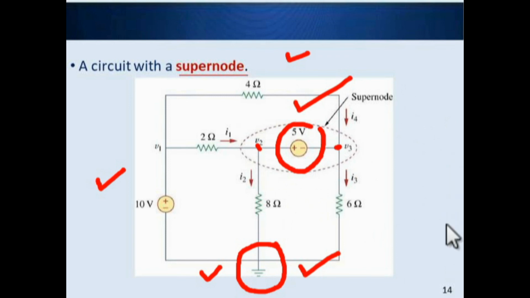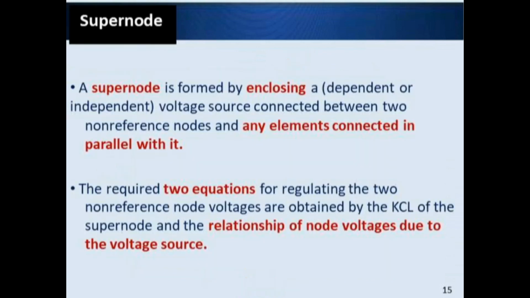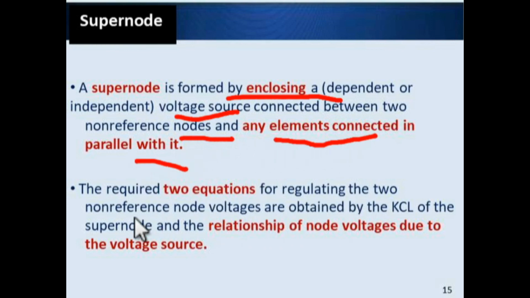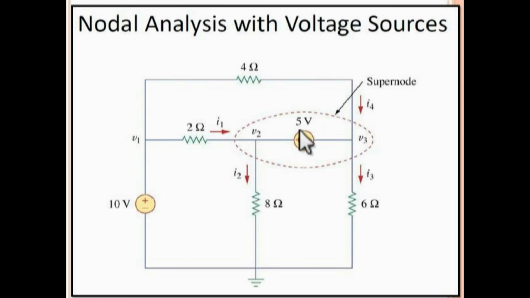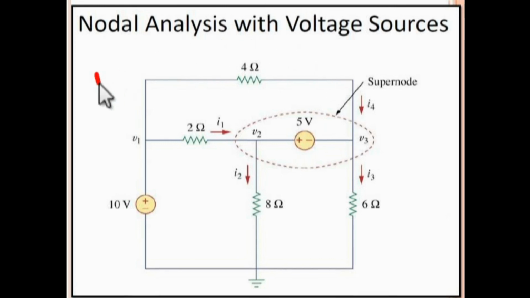So now this problem belongs to super node analysis. A super node is formed by enclosing a dependent or independent voltage source connected between two non-reference nodes and any elements connected in parallel with it. The two equations for the two non-reference node voltages are obtained from the KCL of the super node and the relationship of node voltages due to the voltage source. Here you can see the perfect example of super node analysis.